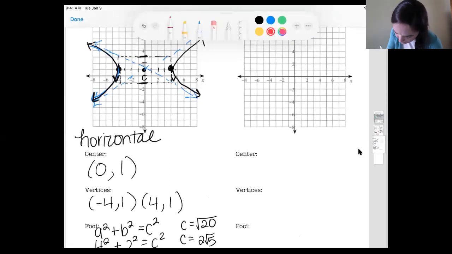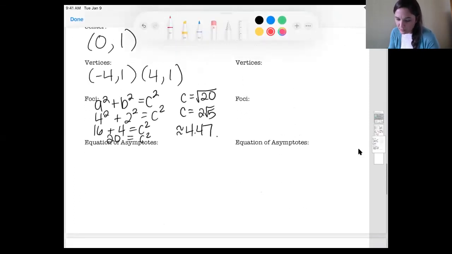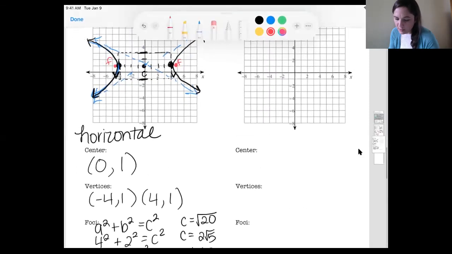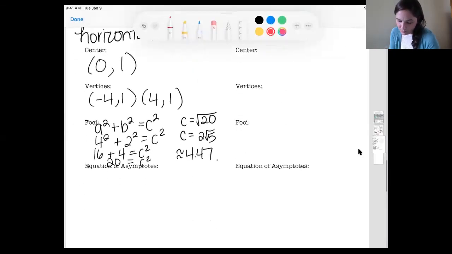I guess I'll do a different color. Do it in red. My focus. And then it's over on this side too. I've got my 2 foci. All right, but we do actually need their coordinate points. So in this case, it's nice because our center starts with an h value of 0. So our 2 points here would just be 2 root 5, 1 and -2 root 5, 1. Okay, so those are the coordinate points of our foci.